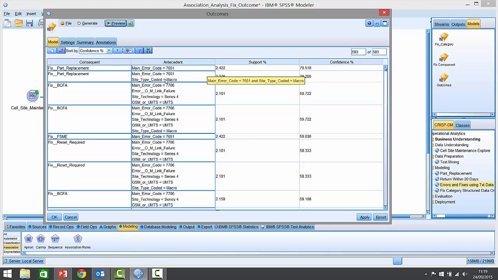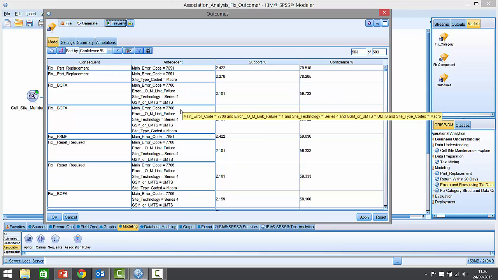Now you might think, well, why don't I just use this instead of using a part replacement model in and of itself? Well, first of all, that error code only occurs 2.4% of the time. This is known as the support, so it only occurs fairly rarely, but when it does occur, there's a 79% confidence that a part replacement is going to be required. So this is particularly good at cherry picking, or finding little rules and situations where there is an elevated likelihood of a particular outcome occurring.